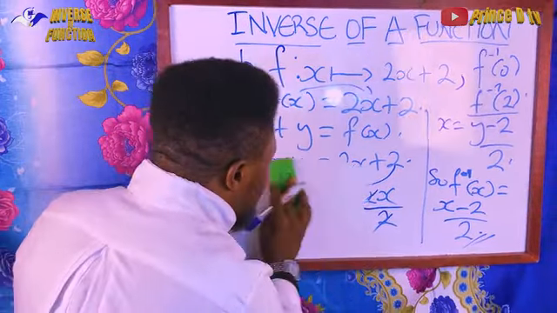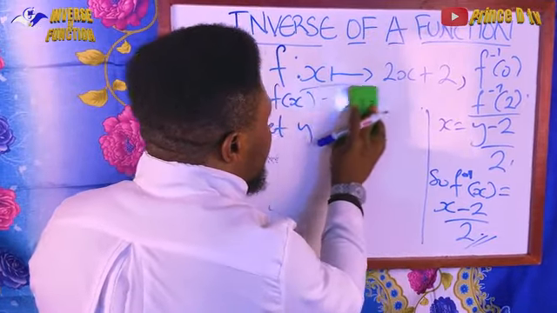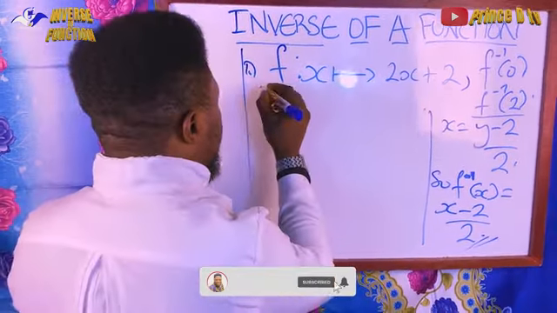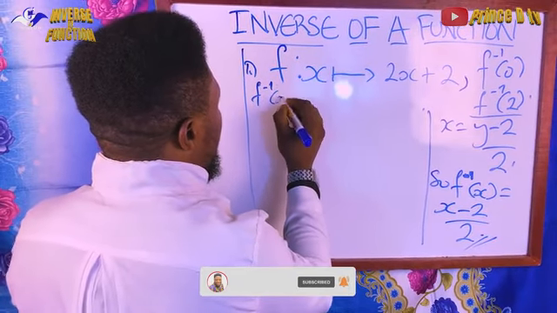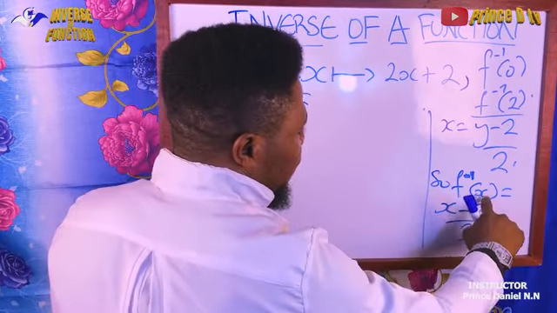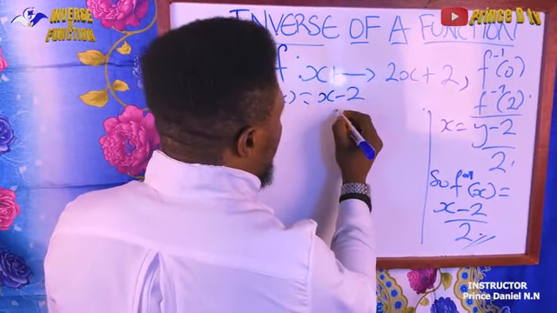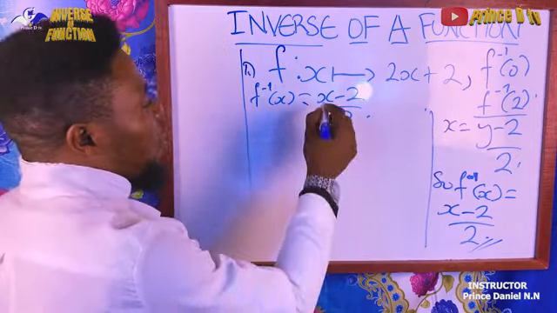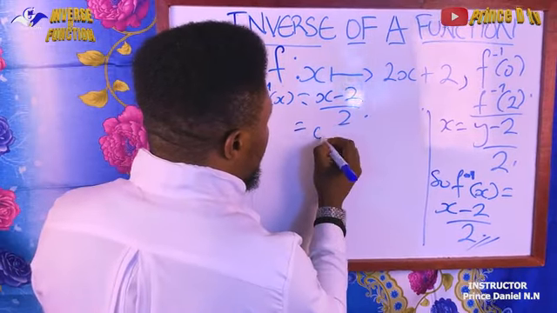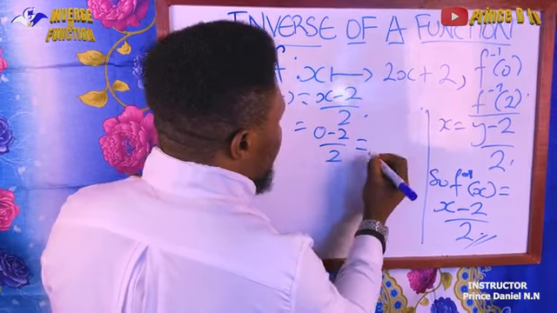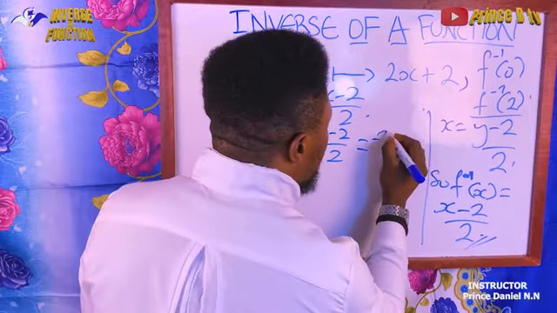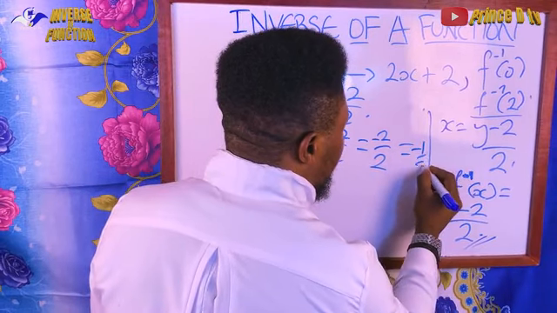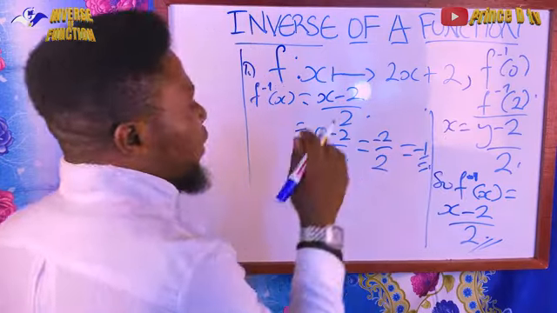So with that said, we still have our f inverse. Our f inverse of x is x minus 2 all over 2. So f inverse of 0: anywhere we see x, we substitute 0. 0 minus 2 all over 2. 0 minus 2 is minus 2, all over 2. Minus 2 divided by 2 is negative 1. So f inverse of 0 is negative 1.